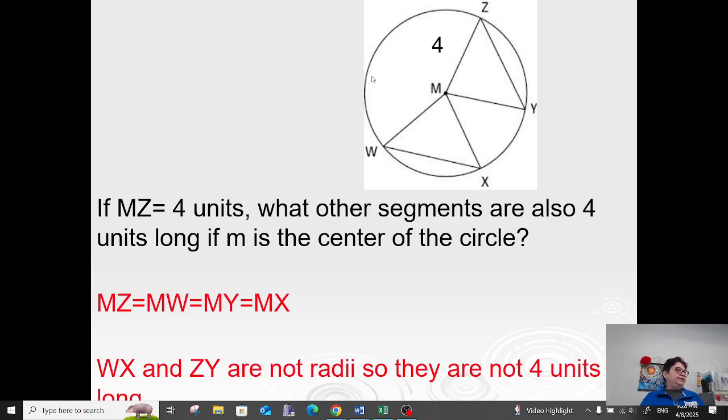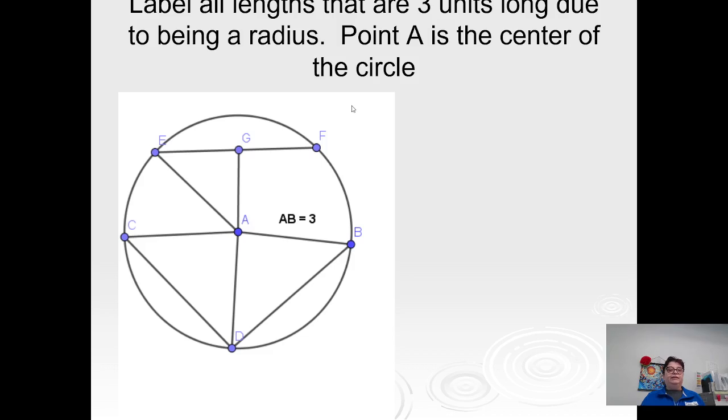Any other questions on that one? Pretty easy so far. Label all the lengths that are 3 units long due to being a radius. Point A is the center of the circle. So I already know AB is 3. What else is 3? Just write it down on your paper really quick.